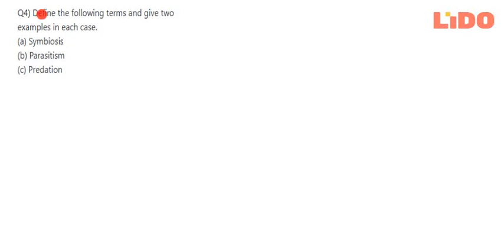So here we have a question from the chapter Ecosystem. The question is like this: define the following terms and give two examples in each case. The first one is symbiosis, the second is parasitism, and the third one is predation. So first you have to define the terms and then give two examples in each case. Alright, so first we look into the first case, that is symbiosis. Okay, so what is symbiosis?